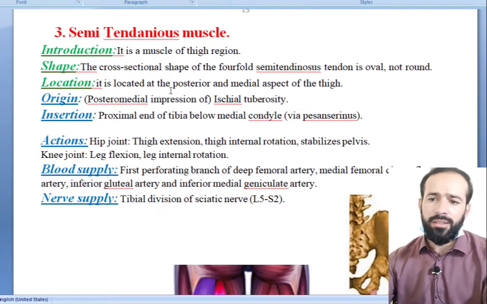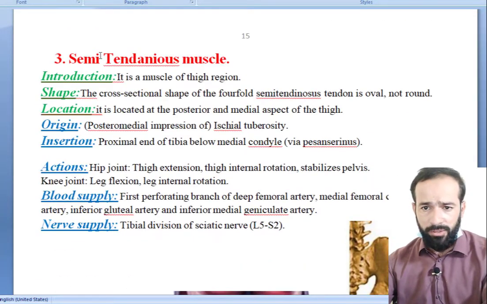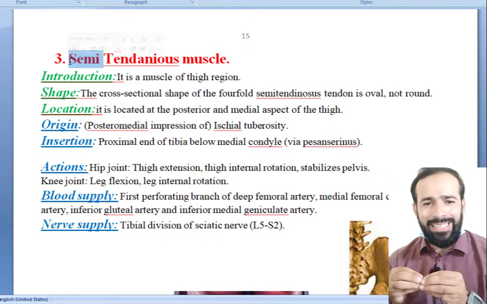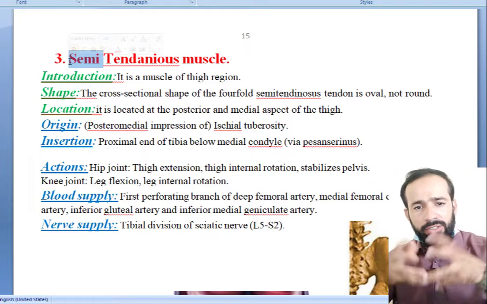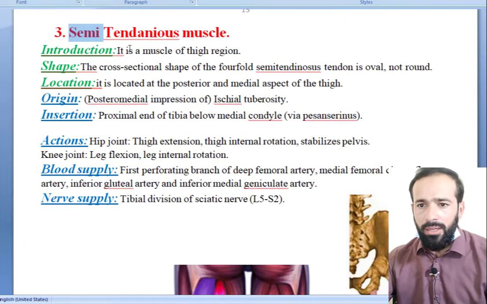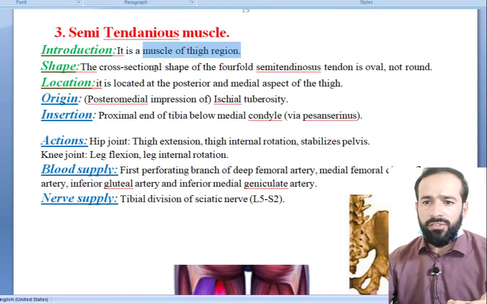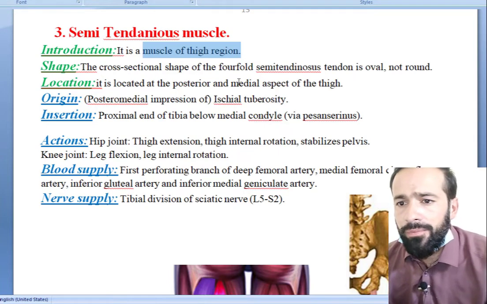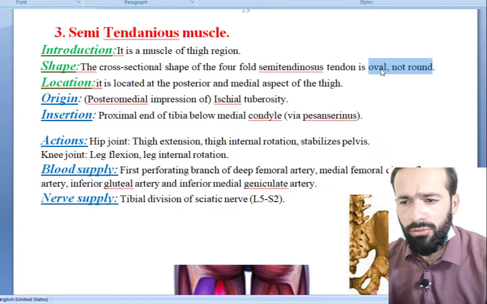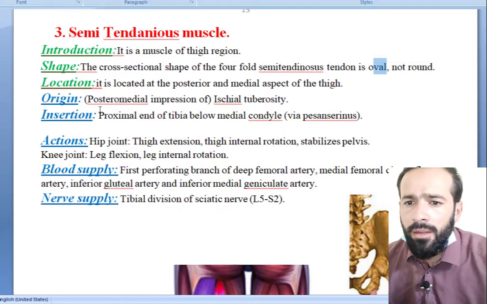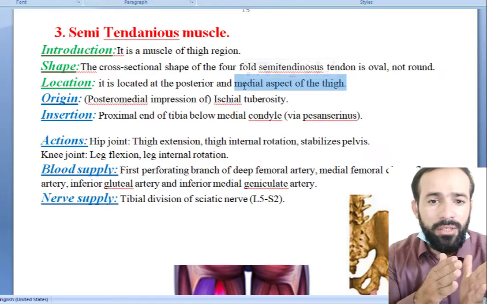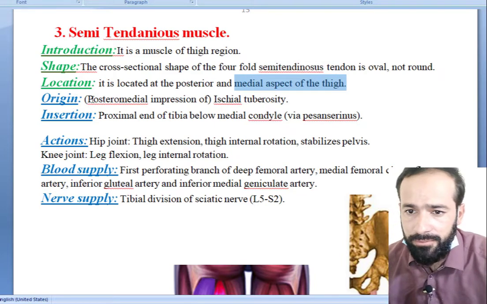The next muscle here is the semitendinosus muscle. It is called semitendinosus because it has more tendon characteristics. That's why we call it semitendinosus muscle. It is a muscle of the thigh region. The cross-sectional shape of semitendinosus muscle is oval, not round. So it is oval in shape, right? It is located in the posterior and medial aspects of the thigh, superior to semimembranosus muscle, right?